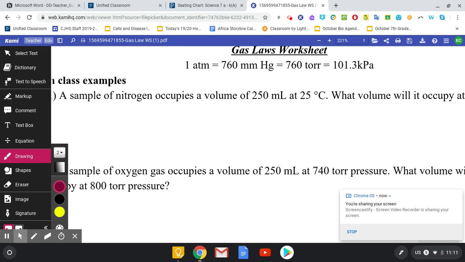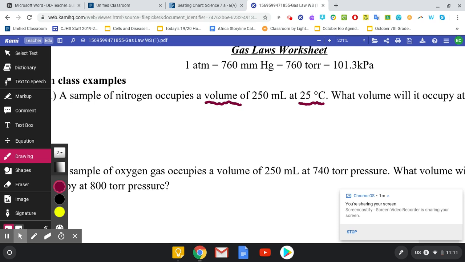For instance, this very first in-class example: a sample of nitrogen occupies a volume of 250 milliliters at a temperature of 25 degrees Celsius. We have volume and temperature. That's suggesting that we are going to be looking at Charles' law. When we're looking at these laws, the important thing to know is that if there's any change in the system, the resulting relationship between variables will be the same as the start. They will be equal to one another. So whatever relationship you start with, you will end with.